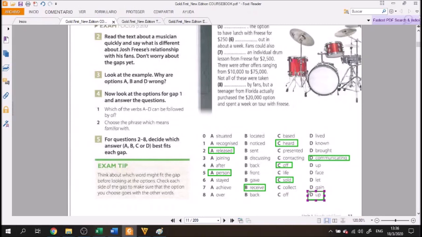Taken up by fans, started or done by fans, but a teenager from Florida actually purchased the $20,000 option and spent a week on tour with Frizz.